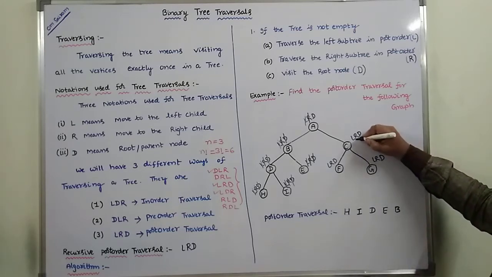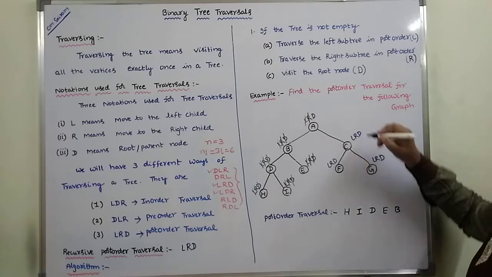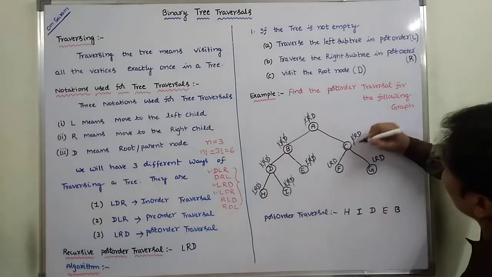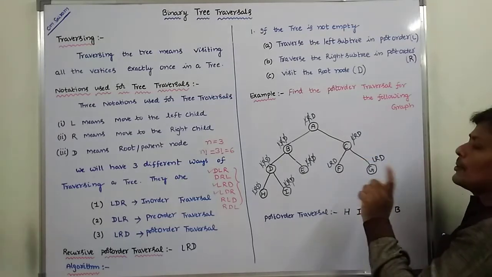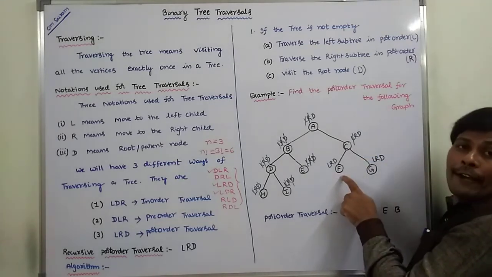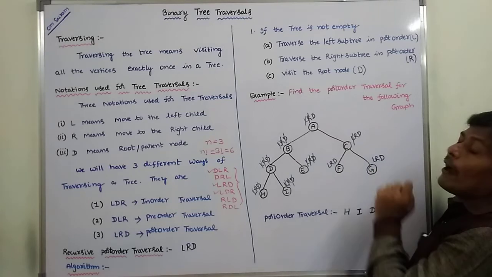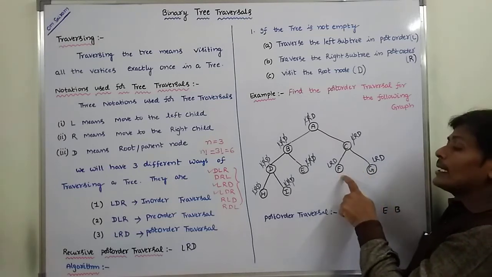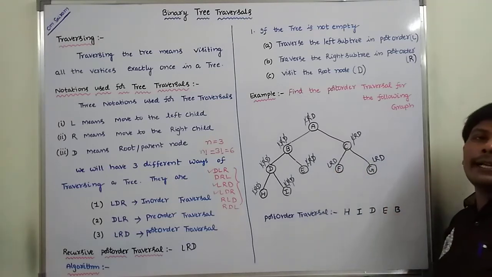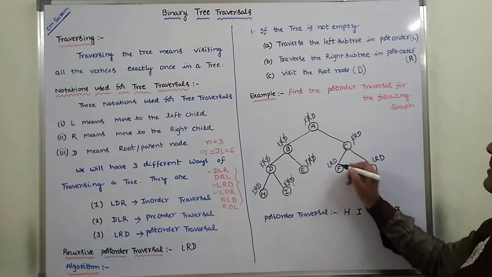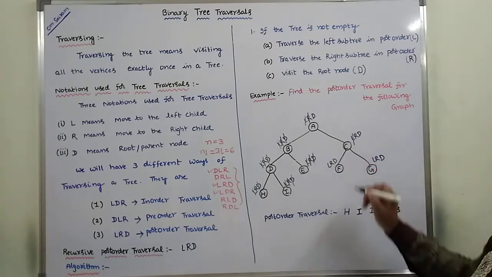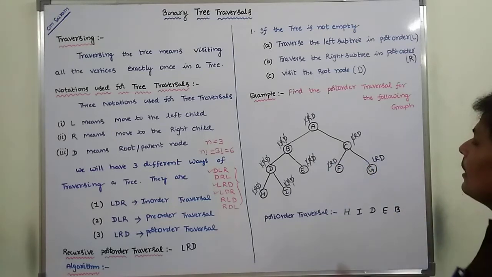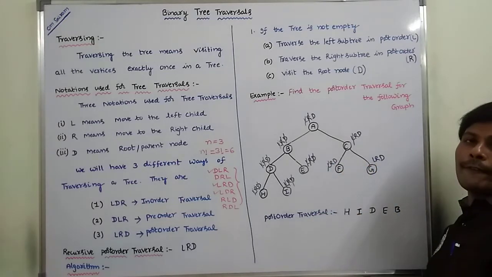So L means traverse the left subtree in post order. Strike out L and go to the left subtree of node C. So here node F is there in the left subtree of node C. So at node F, 3 letters are there, L, R, D. L means traverse the left subtree in post order fashion. So strike out L and go to the left subtree of node F.